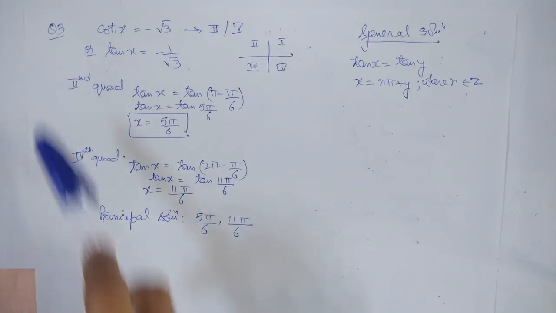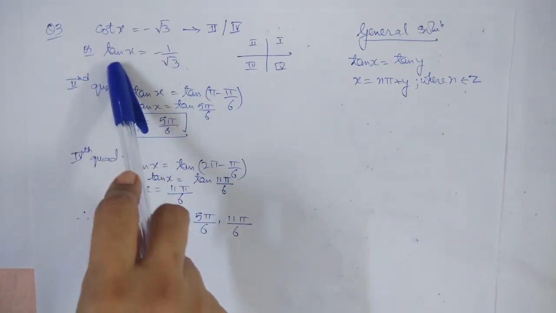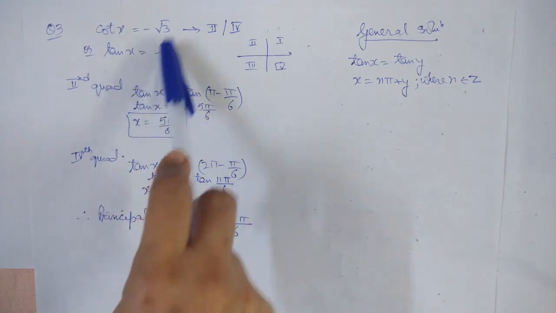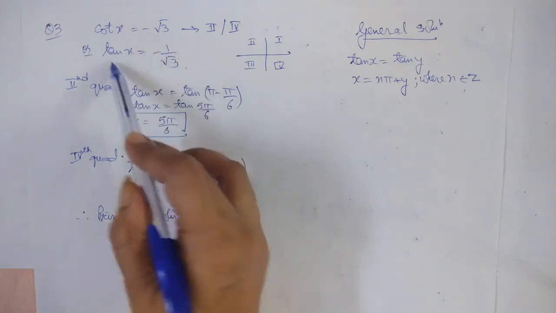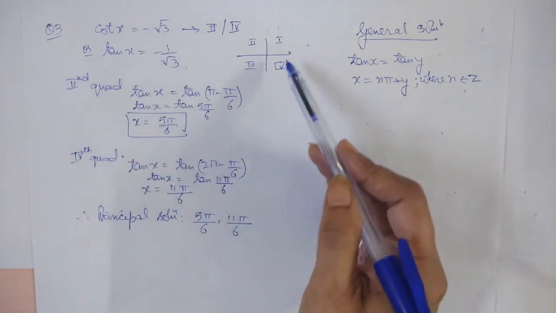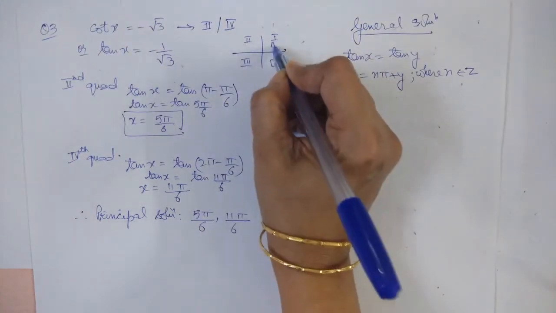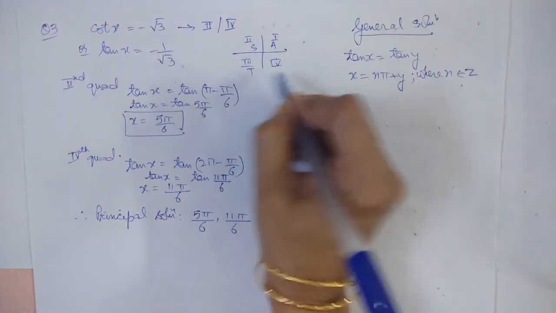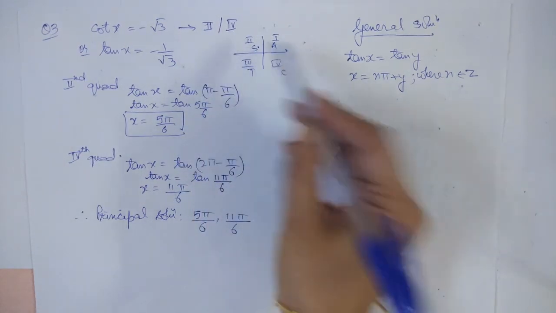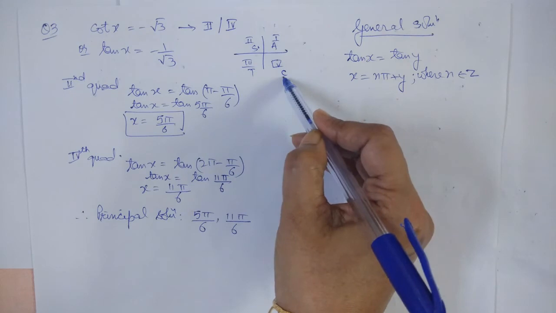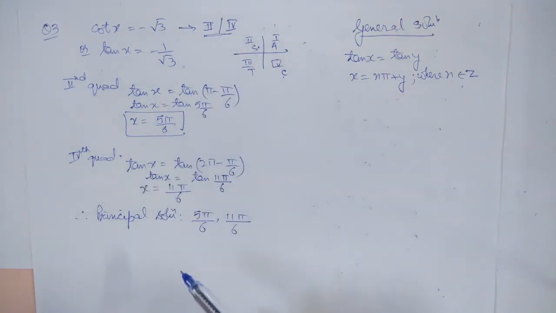Similarly, if we see question third, that is cot x equals minus root 3, we can rewrite it as tan x equals minus 1 by root 3. Now observe this minus 1 by root 3 for tan x lies where? Tan x is negative, so it will lie in second or fourth quadrant. So the value should lie in second and fourth quadrant.